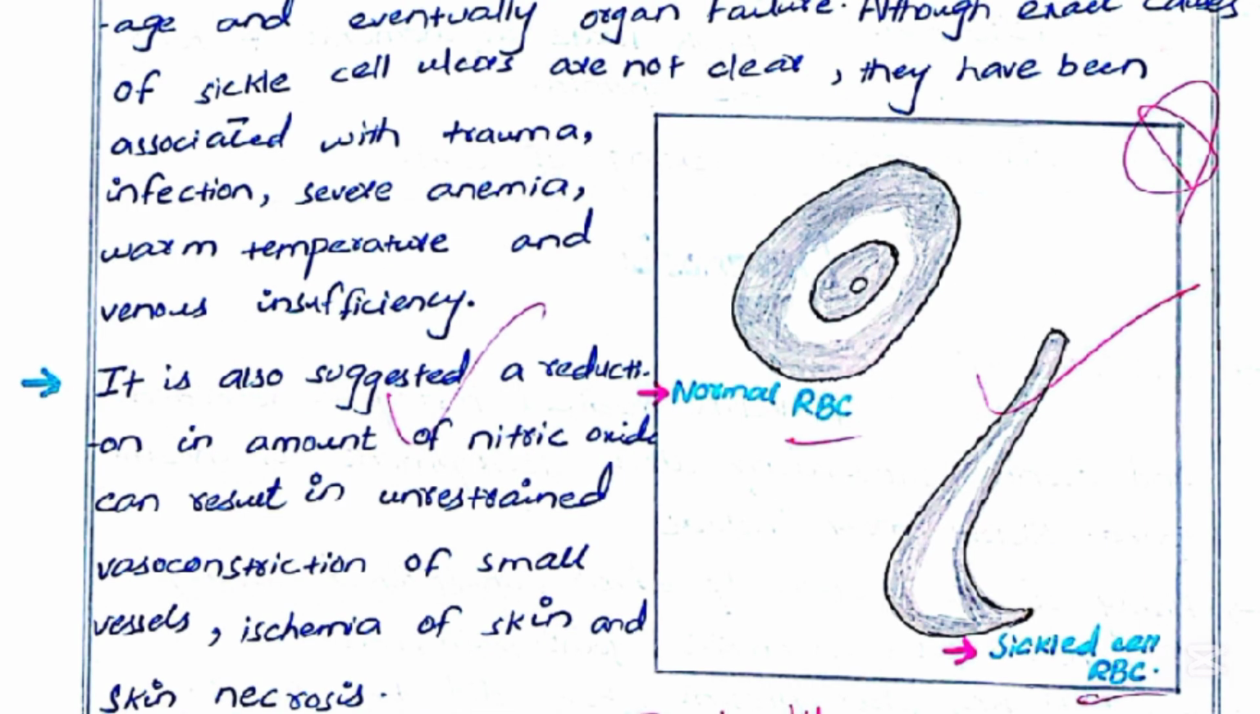Moreover, it is also suggested that a reduced amount of nitric oxide can result in unrestrained vasoconstriction of small vessels, ischemia of skin, and skin necrosis.